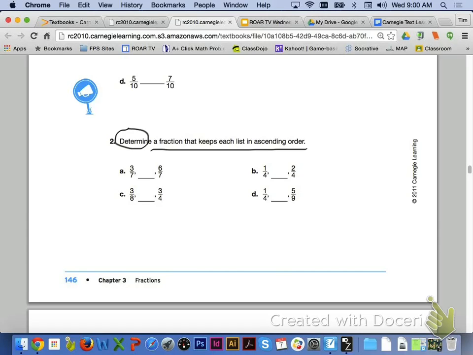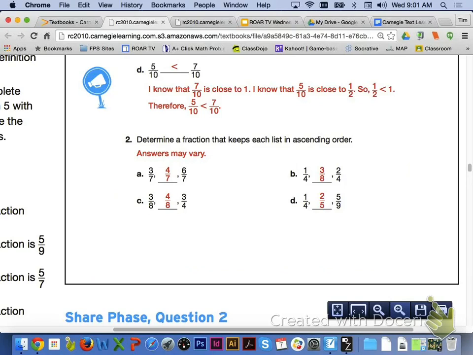Number 2 down at the bottom of page 146 tells us to determine a fraction that keeps each list in ascending order. If we remember from the previous lesson, ascending order means that we are going from least to greatest. So make sure that you answer letters A through D for number 2. Answers are going to vary for number 2, but here are some that you could have had. For A, you could have had 4/7, letter B 3/8, letter C 4/8, letter D 2/5. Please let me know if you have any questions when you are checking over the fractions that you put in to make sure you know that they are correct.